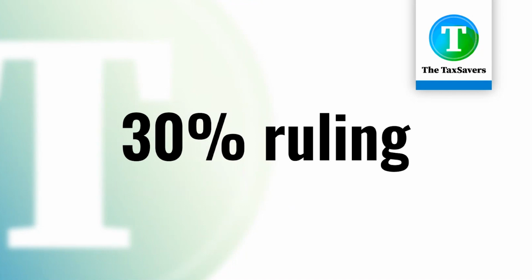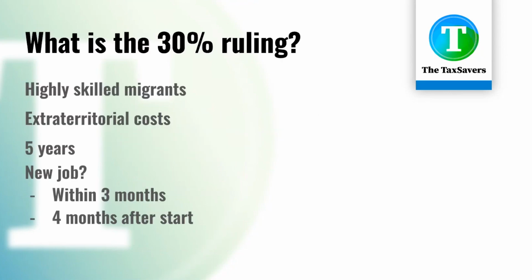The third part of the webinar is about the 30% ruling. Some of you might already be familiar with it, but we will explain a bit more about the conditions and the benefits for those who don't know about it yet. So what is the 30% ruling? This ruling was created to compensate highly skilled migrants for the cost of moving abroad and the possibly high living expenses. At the moment, the benefit is valid for 5 years.